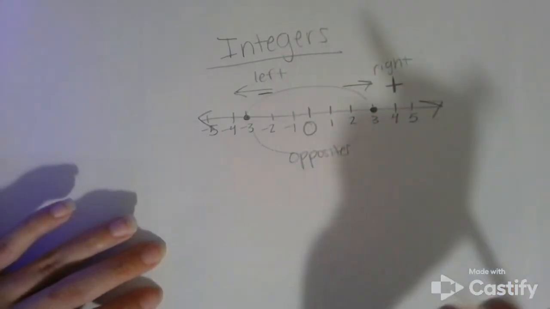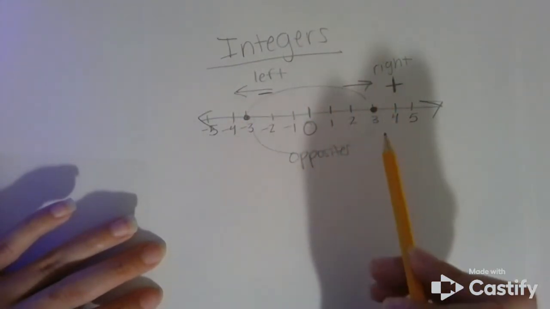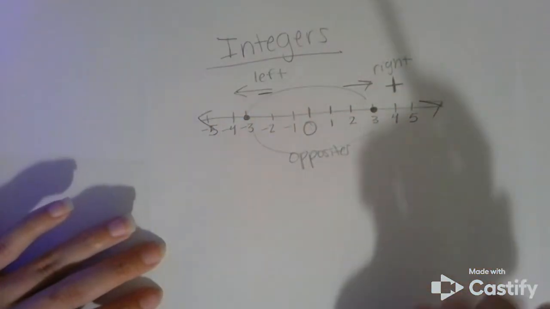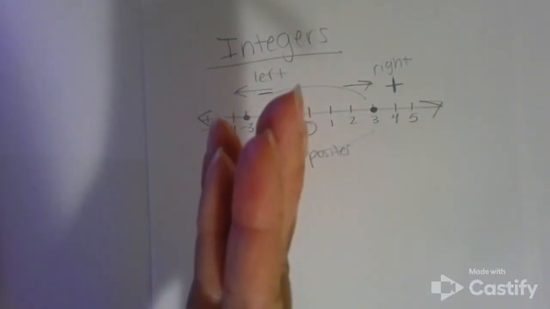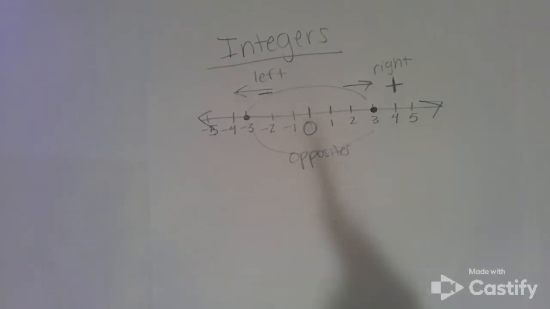And in that same way, the opposite of -3 is +3. They're opposite of each other. If I took this number line and I folded it at 0, they would align perfectly with each other.